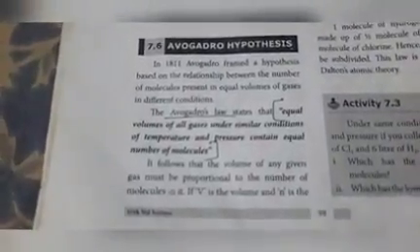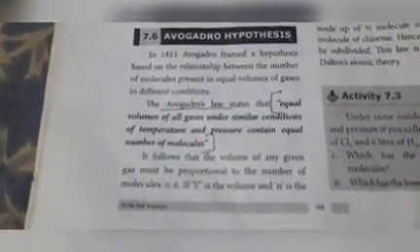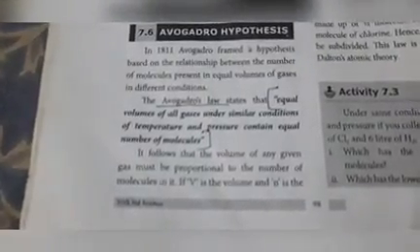V is proportional to N. Volume of the gas is proportional to the number of molecules. If V is the volume and N is the number of molecules of the gas, the Avogadro law is represented mathematically as follows: V is directly proportional to N. Already I told you, V means volume of the gas, N means number of molecules, and both are directly proportional.